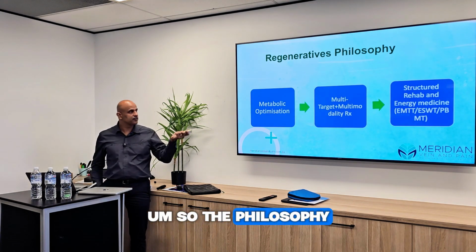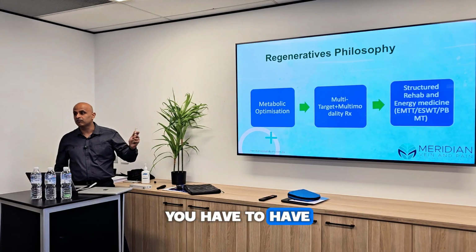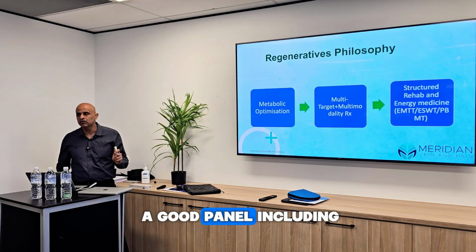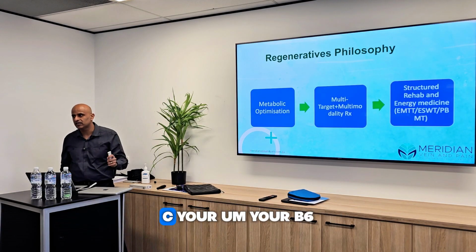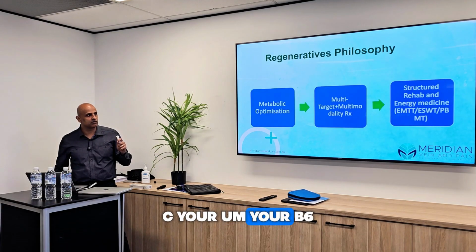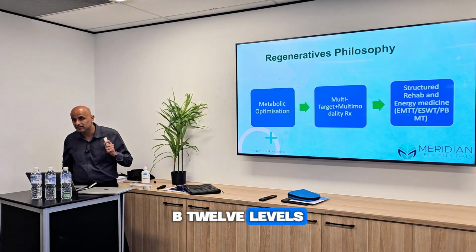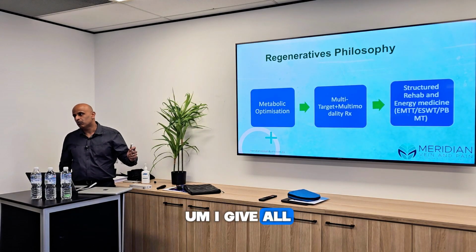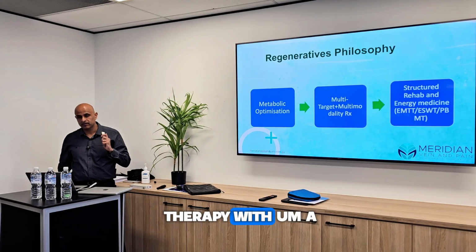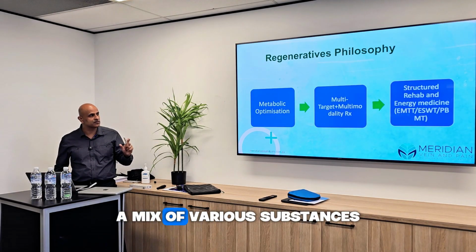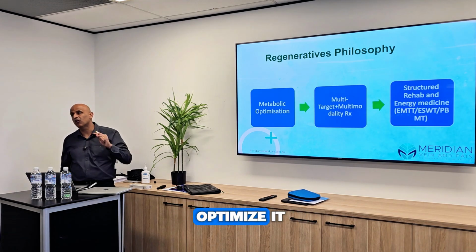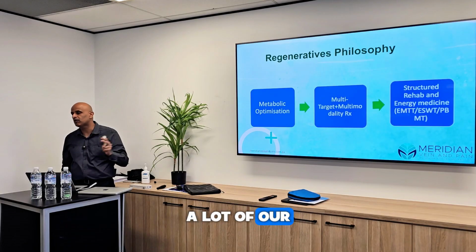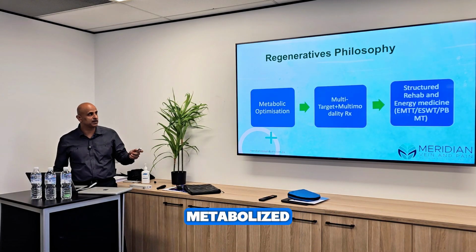So the philosophy of regeneratives is this: you have to have metabolic optimization. So how do you do that? A good panel, including HbA1c, your B6, B12 levels, your iron levels, all of those become important. I give all my patients an IV therapy with a mix of various substances to try and optimize it so that we get the best marrow secretion of platelets. A lot of our patients are dehydrated or poorly metabolized.